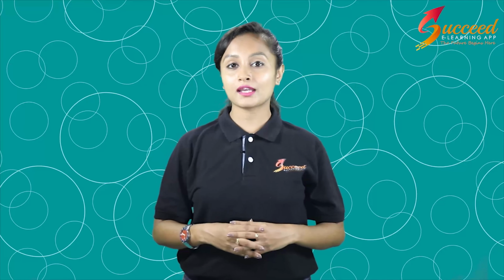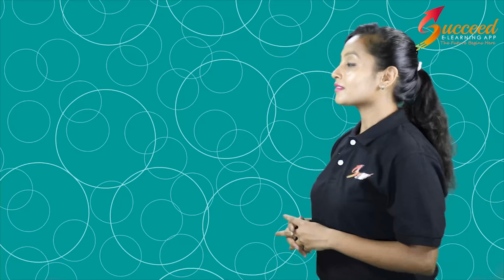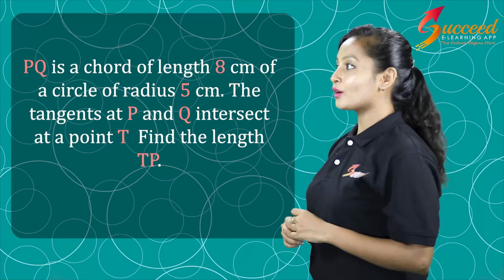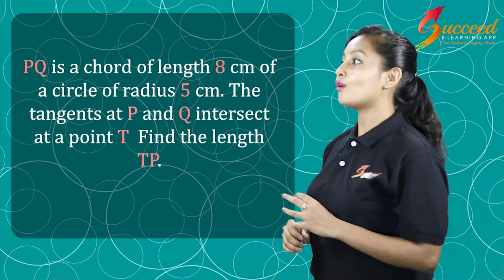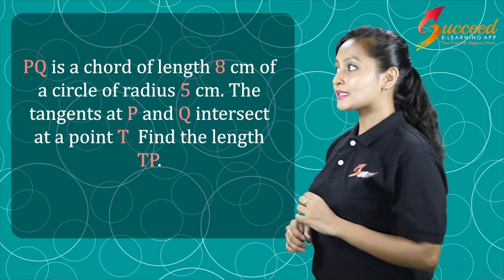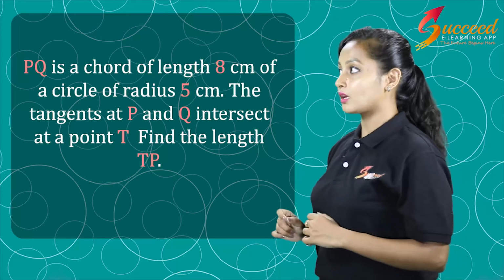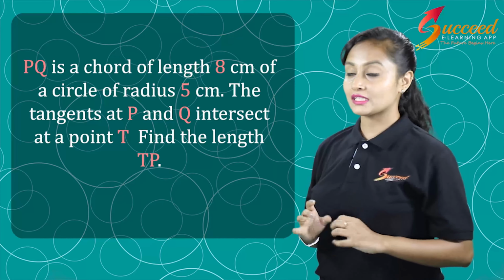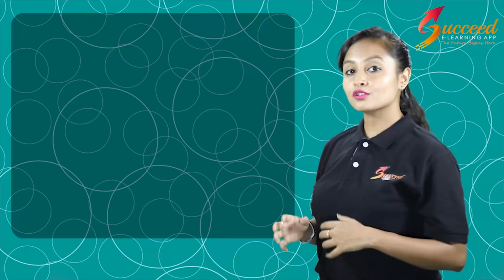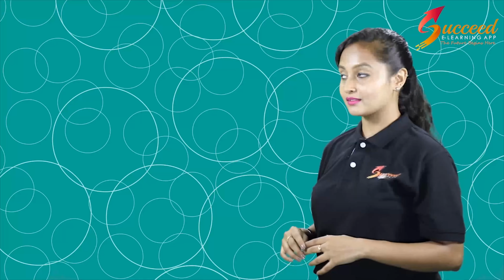Now, let us look at the last problem in the section. PQ is a chord of length 8 cm of a circle of radius 5 cm. The tangents at P and Q intersect at a point T. Now, find the length of TP. So, let us get into the problem and construct the circle in order to arrive at the solution.